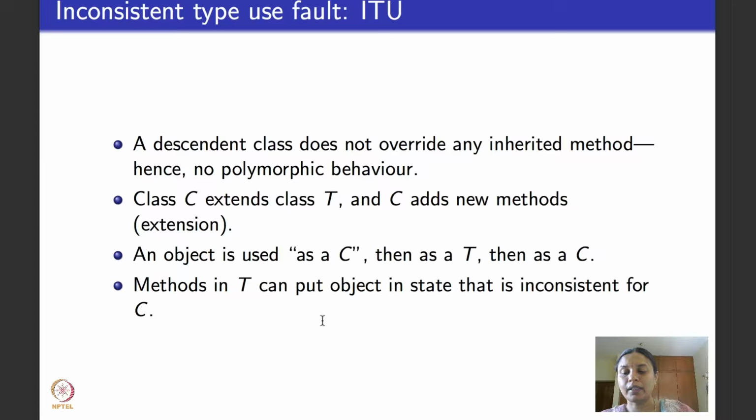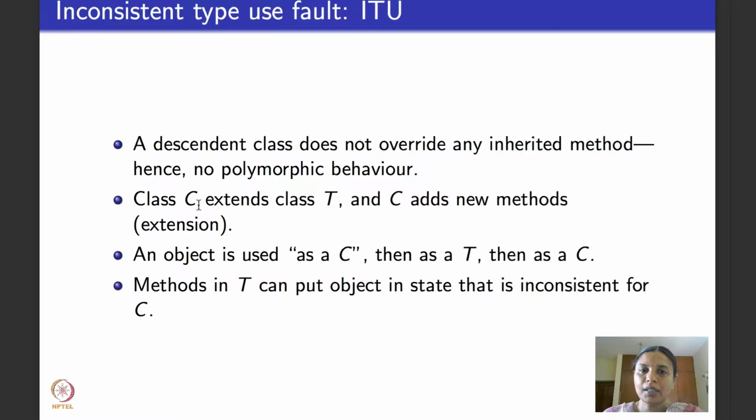So the first one in the list is the inconsistent type use fault, ITU. What is the cause of this fault? The cause of this fault is that a descendant class does not override any inherited method. So there is no polymorphic behavior, because nothing is overridden, everything is static. So you could think, what is the problem? We'll understand it with an example.